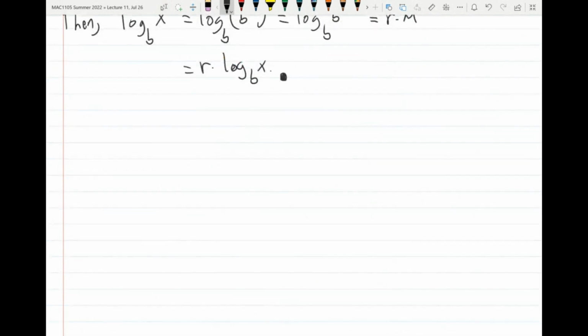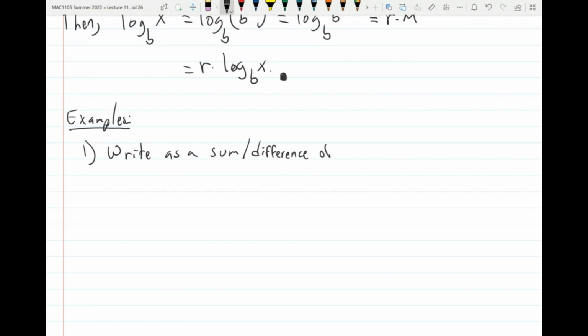So, examples. Write as a sum or difference of logarithms, and whenever possible, express any power as products, if possible.